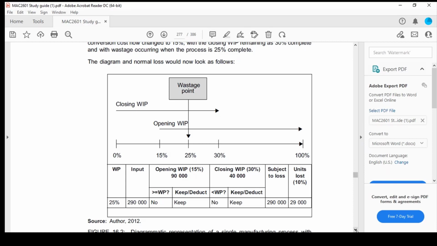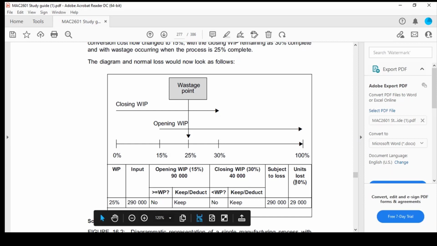Then the closing WIP, was it before or was it after this wastage point? Then you will know whether to keep it or deduct it from the units that will experience this loss. After you determine, because all we're doing is just to determine which units are going to experience this loss, then after that, I want to know how many units am I going to lose. That's when you apply the 10%.